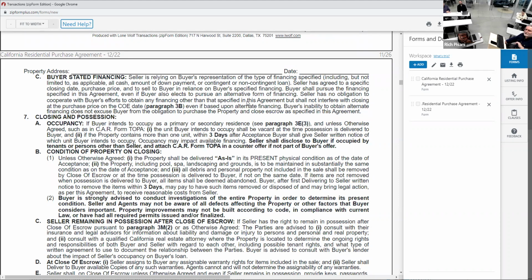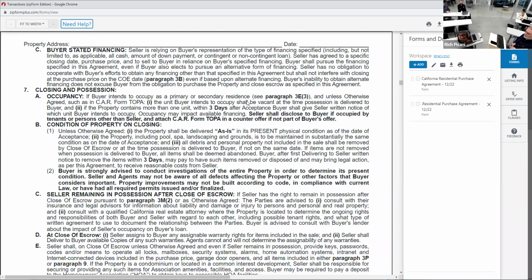Occupancy, that's pretty self-explanatory. Condition of property upon closing. So that's the final. Okay, there's a couple of things here. The property shall be delivered as is in present physical condition. As is. So this, 7B1.